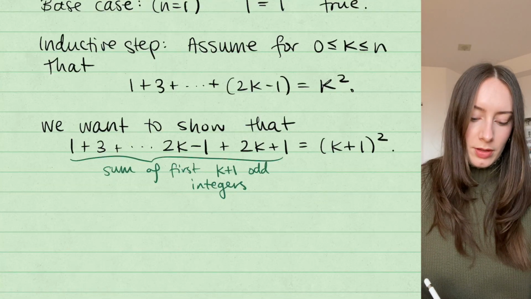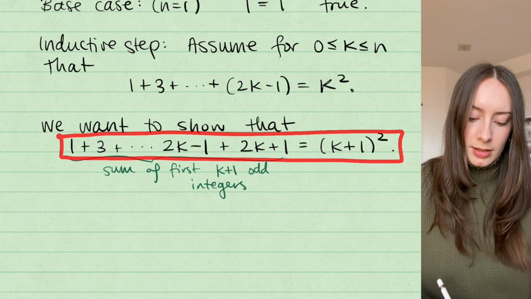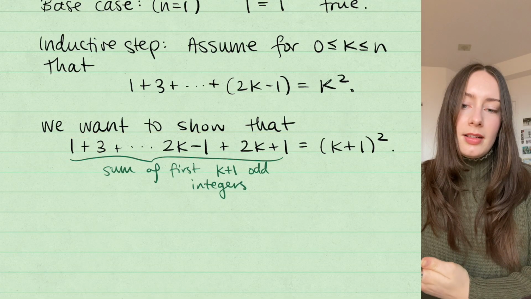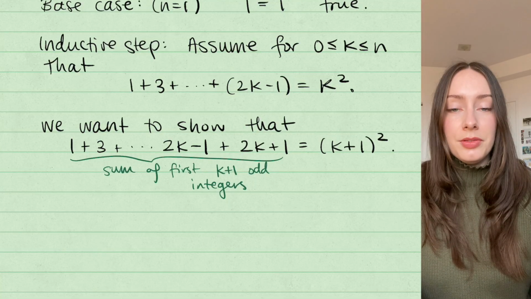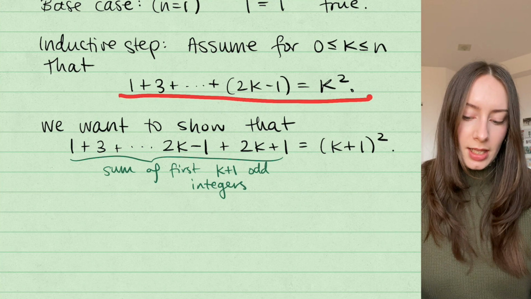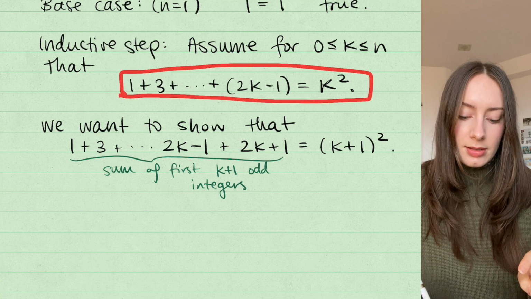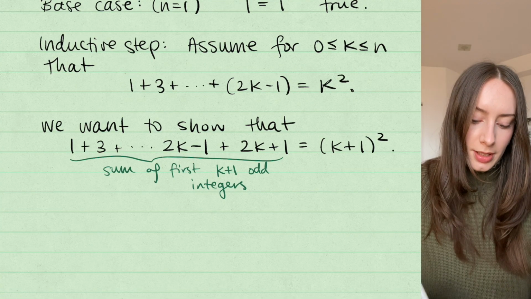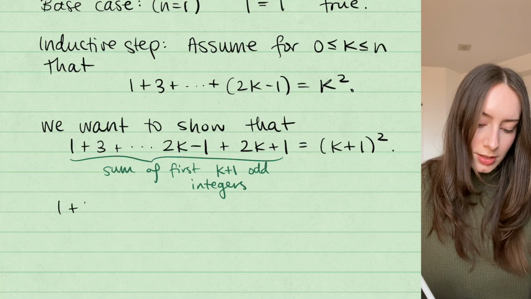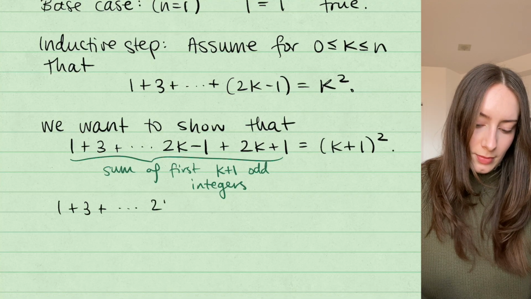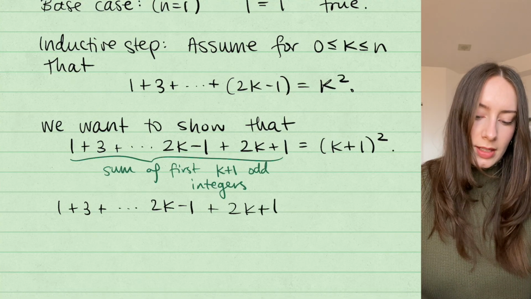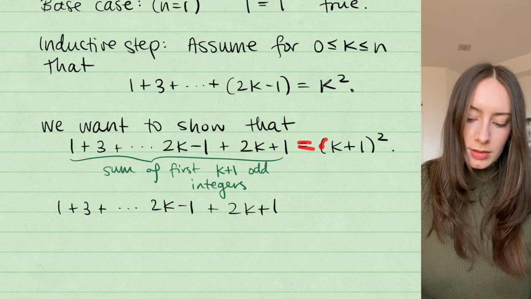If I'm trying to show this equality, I could start with the left-hand side and try to show that it's equal to the right-hand side. And at some point I'm going to have to use my assumption, sometimes called the inductive hypothesis, that this is true. Let's start by rewriting the left-hand side of the equation we want to get to: 1 plus 3 plus up to 2k minus 1 plus 2k plus 1. That's the left-hand side, and I want to eventually show that it's equal to (k plus 1) squared.